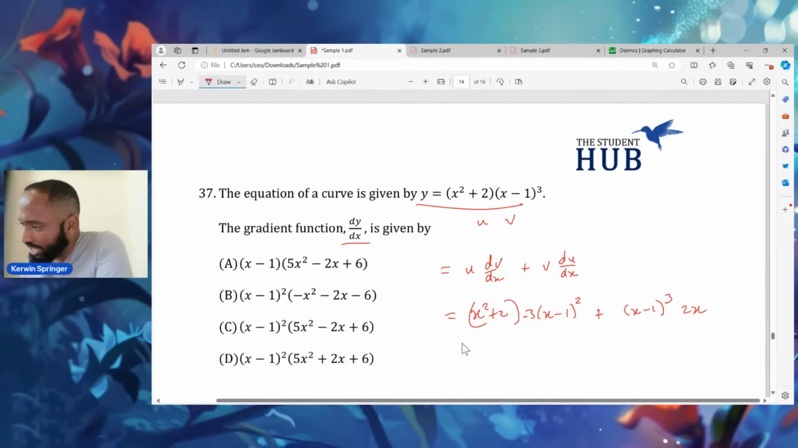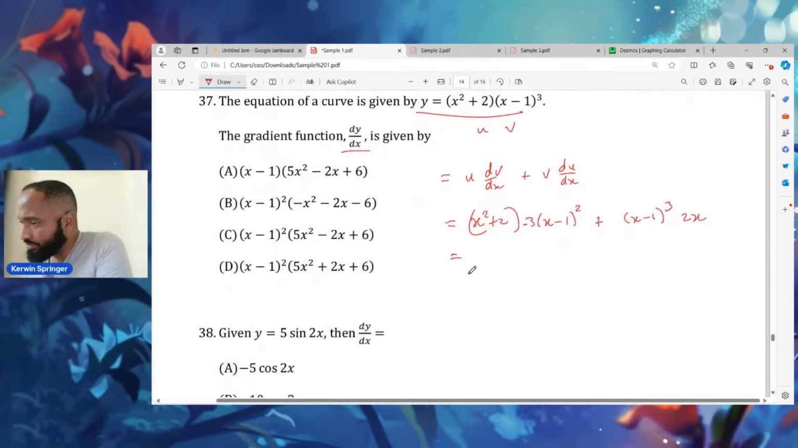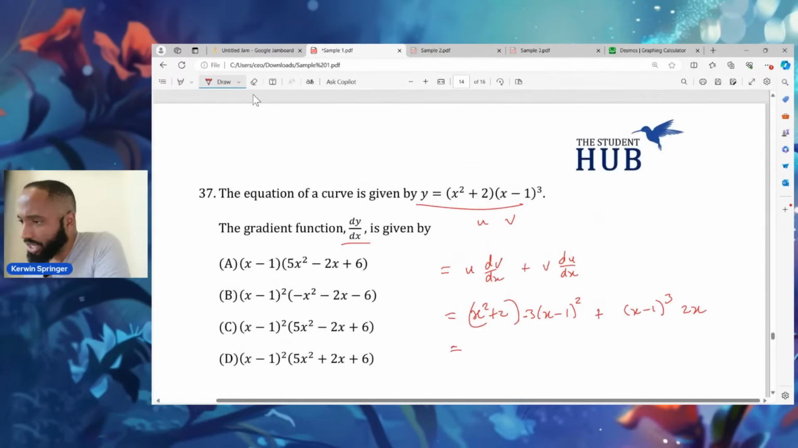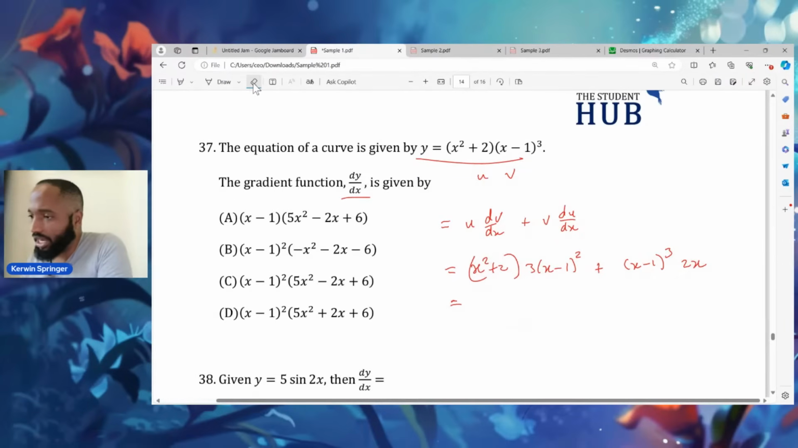And then I need to simplify this. So I have negative 3 here. Was that supposed to be negative 3? No, sorry, that was supposed to be positive 3. When I differentiate x minus 1 to the power of 3, the 3 drops down and the power goes to 2. So it's just 3. All right, everything looks fine there.